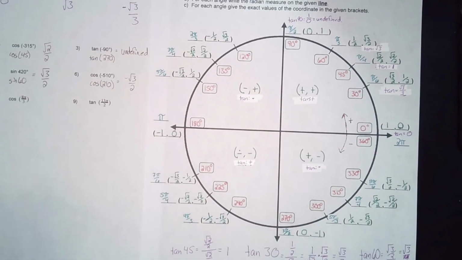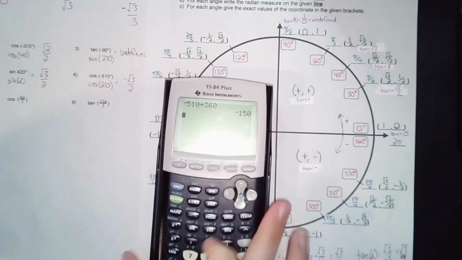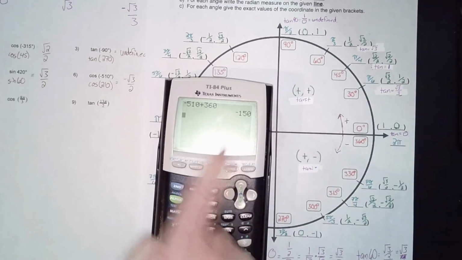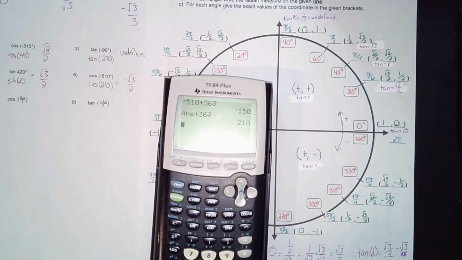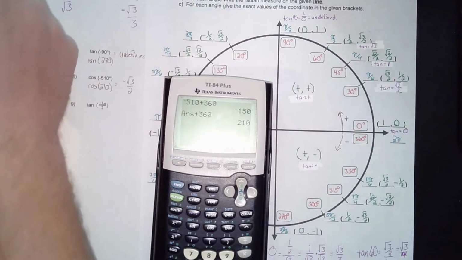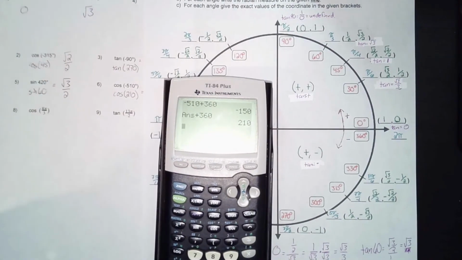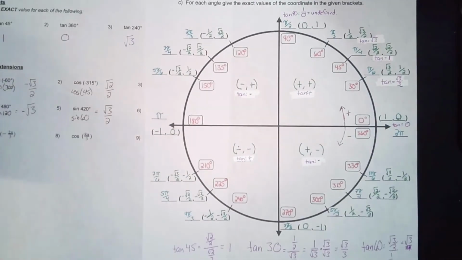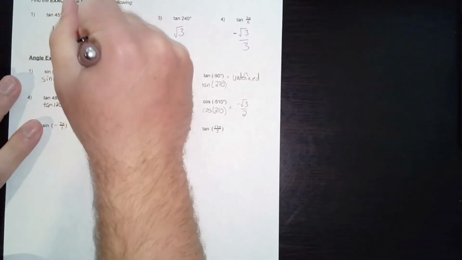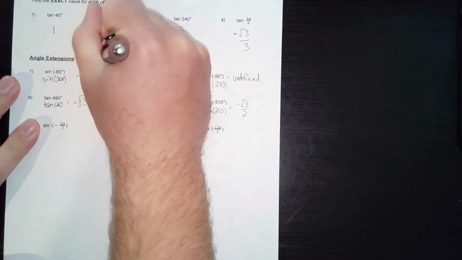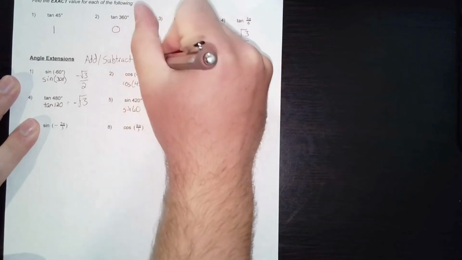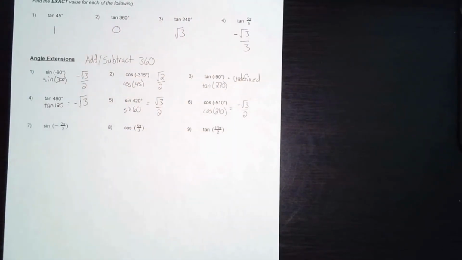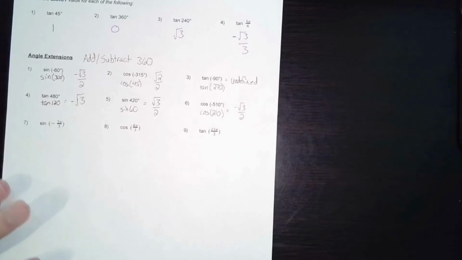Okay, so let's talk about what I just did there, because this calculator thing can actually help you. I was at negative 150 and then we figured it out from there. But if I actually add 360 one more time, I get to the 210. What I want you to realize is that for these angle extensions, which is what I'm calling these angles that are not actually on the unit circle, you are allowed to add or subtract 360 as you please.